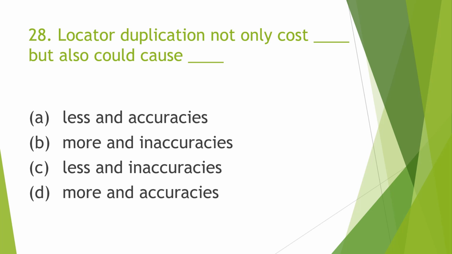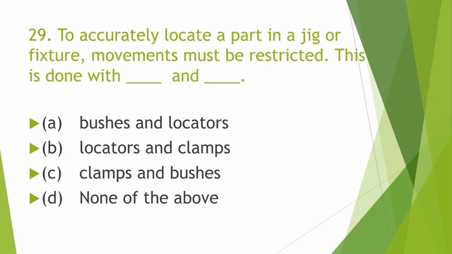Question number 28. Locator duplication not only costs more but also could cause inaccuracies. B will be the right answer. To accurately locate a part in a jig or fixture, movements must be restricted. This is done with locators and clamps.